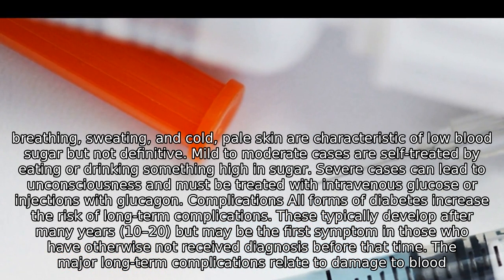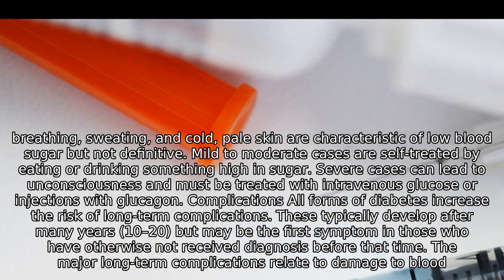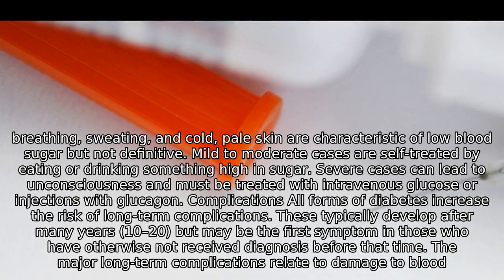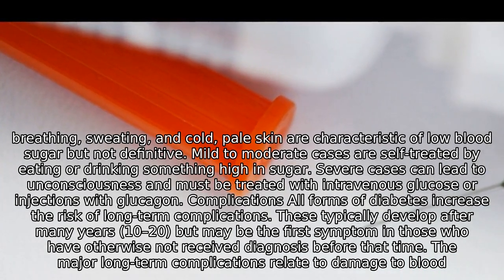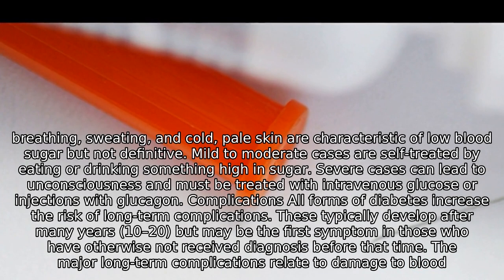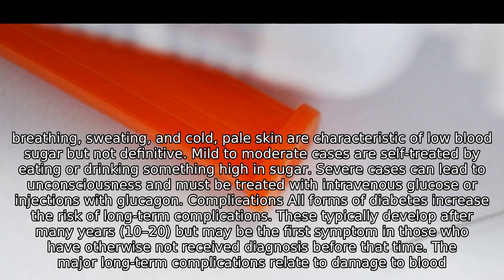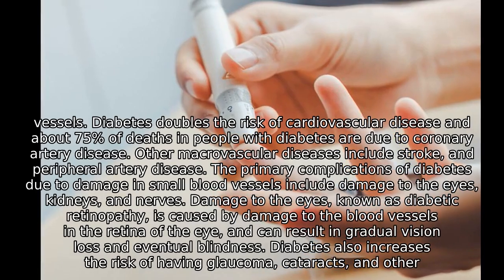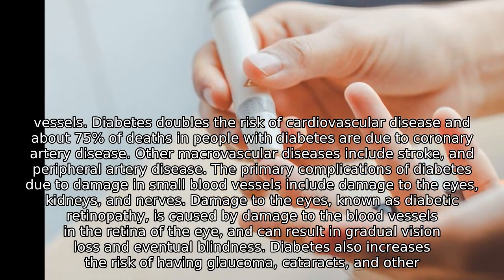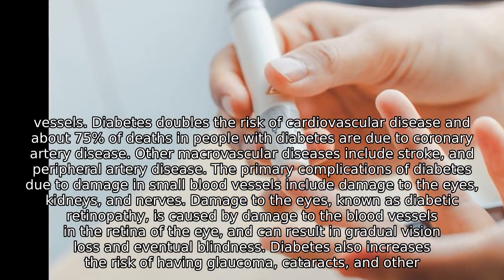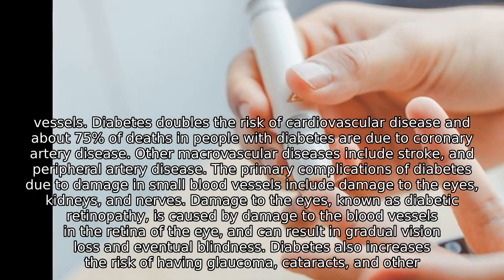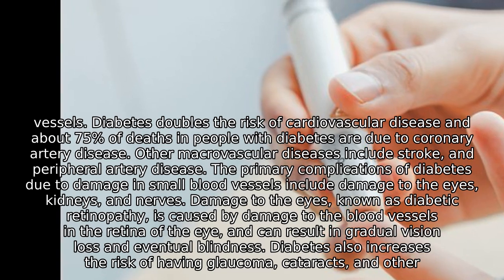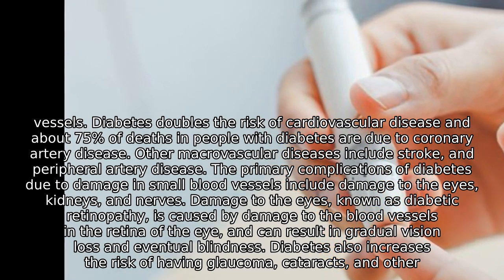Complications. All forms of diabetes increase the risk of long-term complications. These typically develop after many years (10 to 20), but may be the first symptom in those who have otherwise not received a diagnosis before that time. The major long-term complications relate to damage to blood vessels. Diabetes doubles the risk of cardiovascular disease, and about 75% of deaths in people with diabetes are due to coronary artery disease. Other macrovascular diseases include stroke and peripheral artery disease.